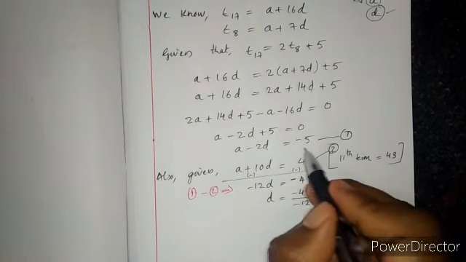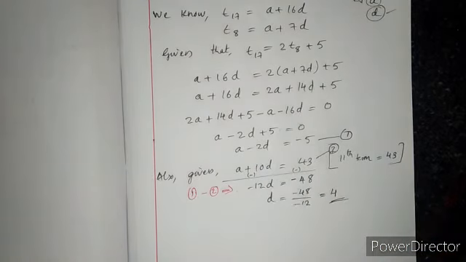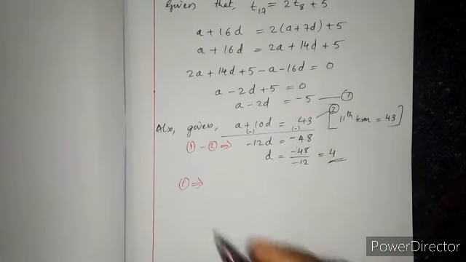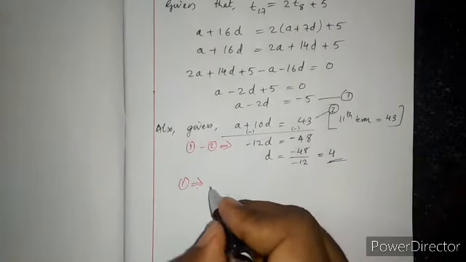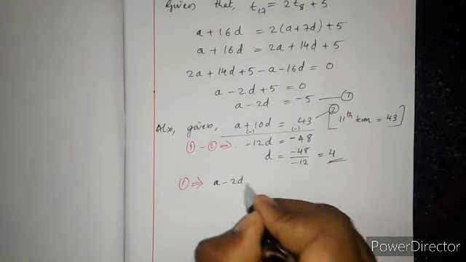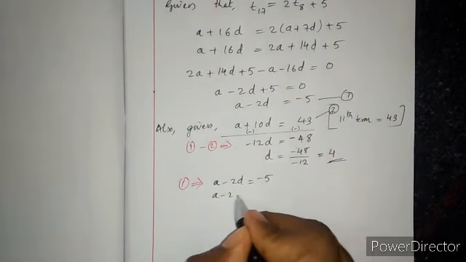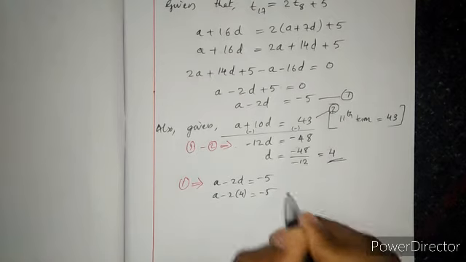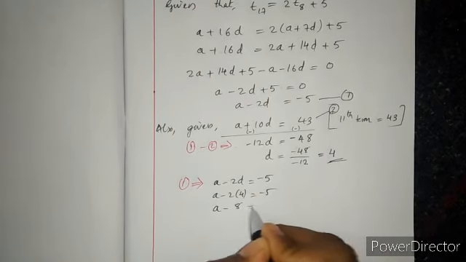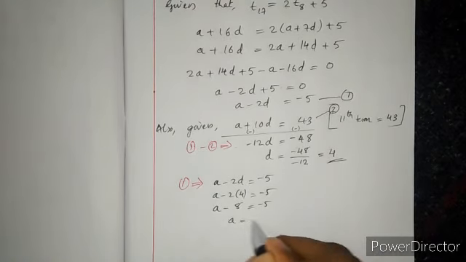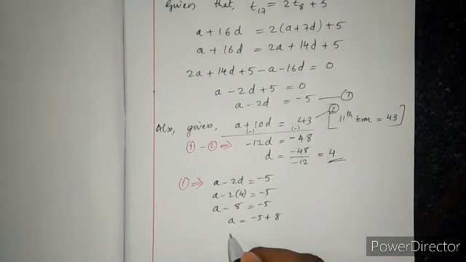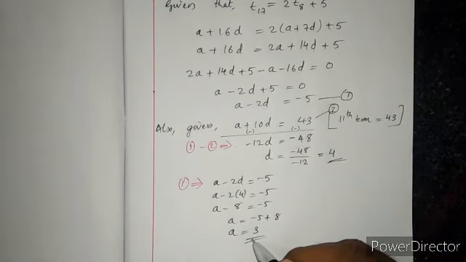So from this one, let us go and find a. So equation number 1, let us take equation number 1. What is equation number 1? This is your equation number 1, right? a minus 2d is equal to minus 5. So d का जगह 4 देते हुए a minus 2 into 4 is equal to minus 5. a minus 8 is equal to minus 5. a is equal to minus 5 plus 8. So a is equal to 3. You got the value of d and you got the value of a.